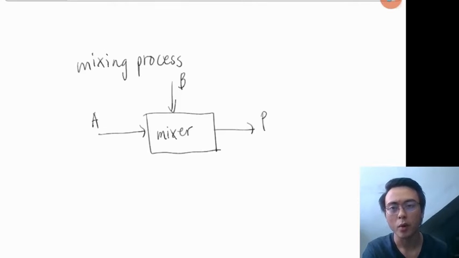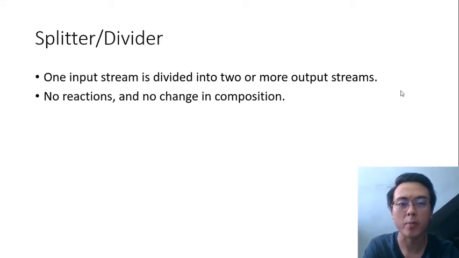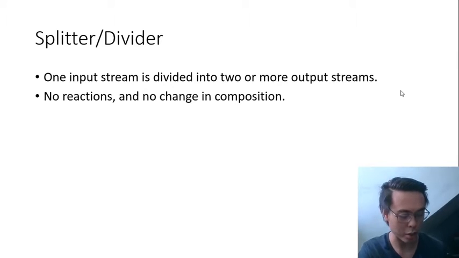Next, we have a splitter or a divider. The splitter is the opposite of the mixer. However, in a splitter, whatever the composition of the input stream is, that would also be the same composition for the output streams. You can have more than one output stream, but you can only have one input stream for it to be called a splitter. So again, there are no chemical reactions in a splitter.